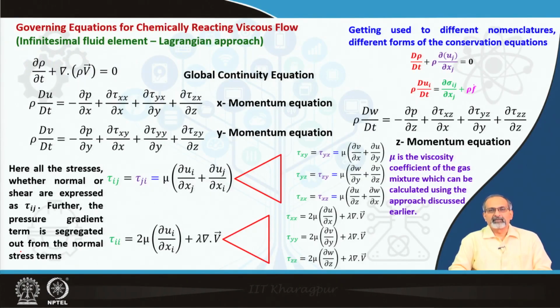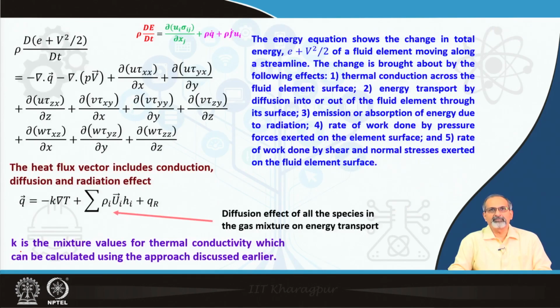This is something that we had discussed in the previous lecture. It is a quick recapitulation of the governing equations for chemically reacting viscous flow. We had the global continuity equation followed by the three components of the momentum equation. As you may recall, this can be quickly simplified or compacted into a single equation if you are using the index notation. Here we have split them apart so that we have a better look at the different components of the stresses. For example, we have the normal stresses and the shear stresses. This was discussed at length last time.